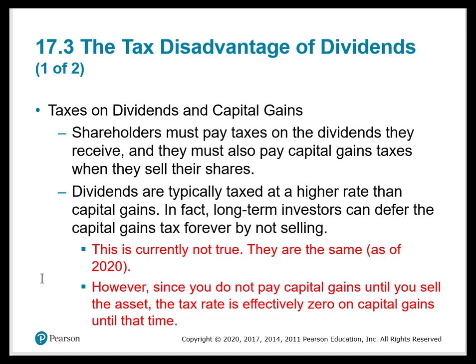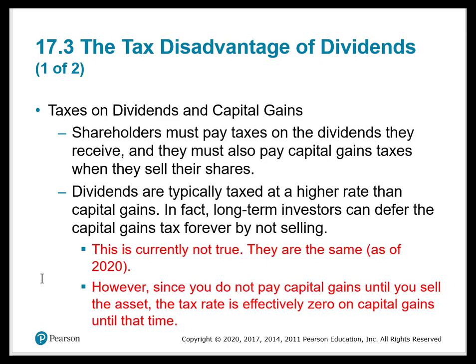Now, your textbook says that dividends are typically taxed at a higher rate than capital gains. That's not currently true. They are typically the same. It's based on your income, but there are three basic tax rates, 0, 15, and 20, depending on your tax rate, and the criterion for those tax rates, or those levels of income, if you will, are all the same.